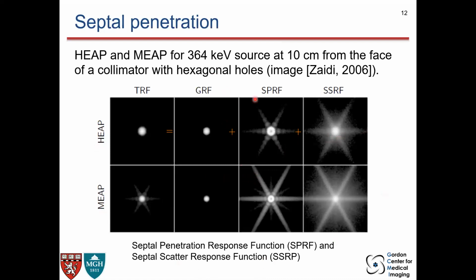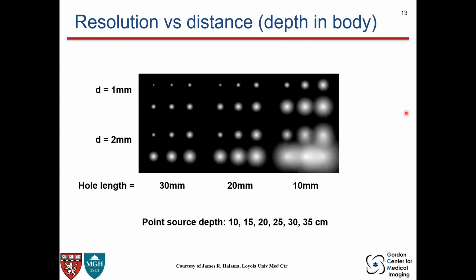And the most important factor to take into account is the gamma ray energy that is going to be used in that very specific imaging application. So this slide shows the resolution versus distance, the depth of the radiation source or radioisotope location within the human body, and what its effect is going to be on resolution.